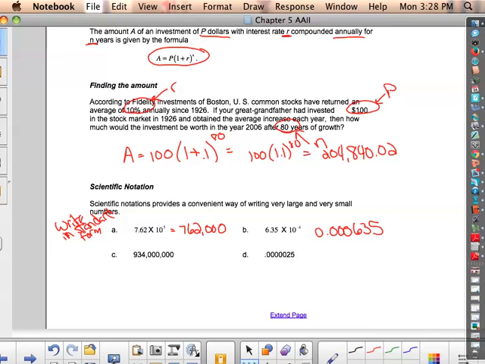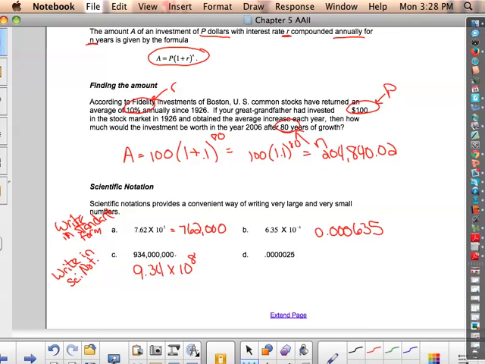Now C and D, I'm going to write as scientific notation. So now my decimal place is at the end. I'm going to move that all the way over so I have one significant digit, which would be 9.34 times 10. Then I have to count how many places I actually moved that. So 1, 2, 3, 4, 5, 6, 7, 8. 10 to the 8.